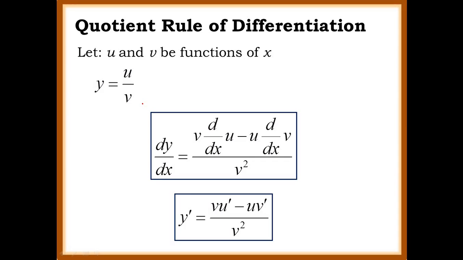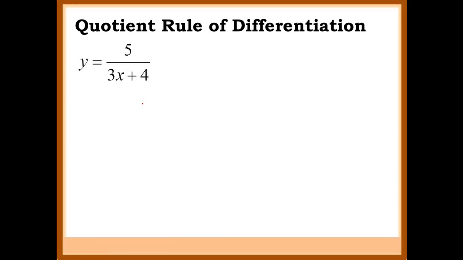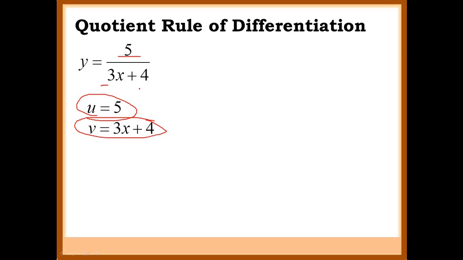Now, let us apply this formula on the simple equation. We have y is equal to 5 over 3x plus 4. We have to get the derivative with respect to x. Ang gagawin natin, same as last time, we let u be yung nasa taas, and then we let v yung nasa baba. Applying the quotient rule of differentiation.